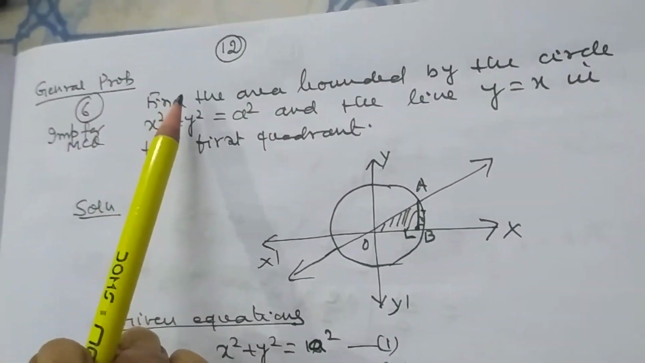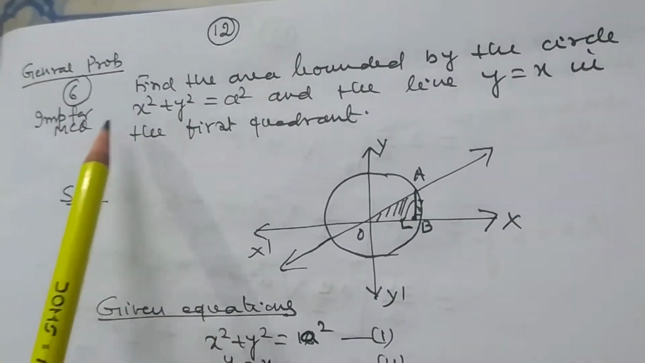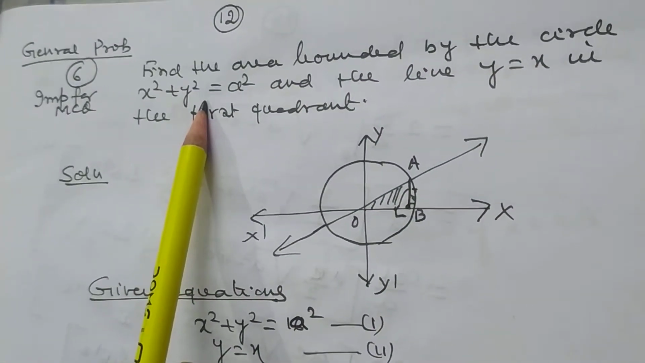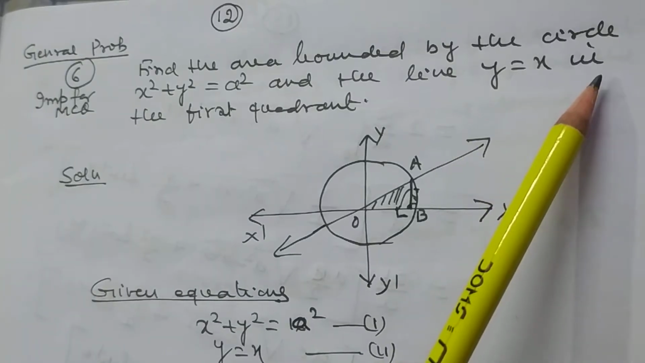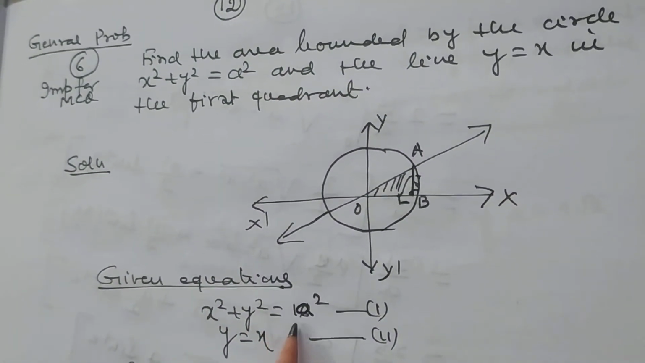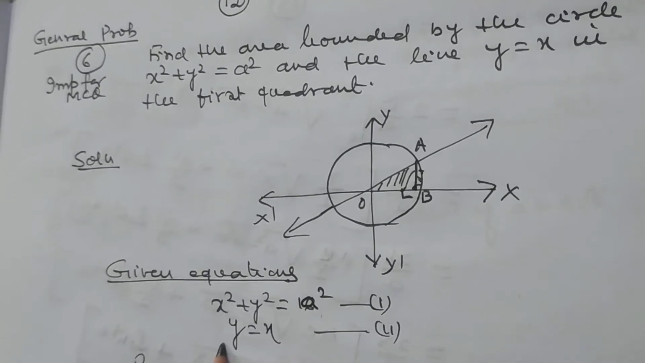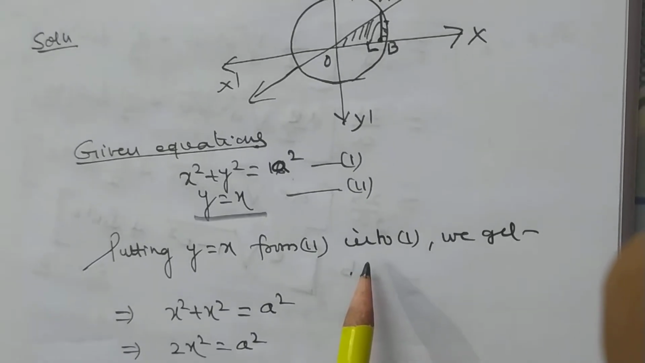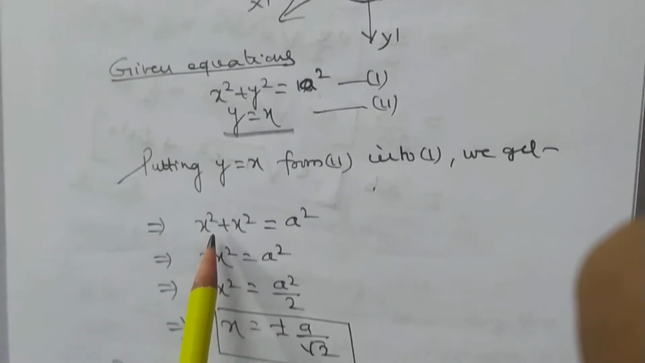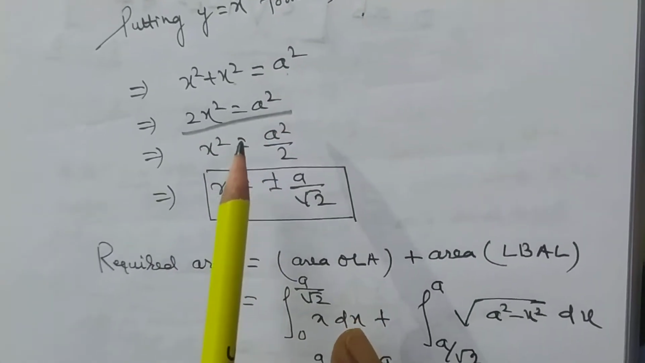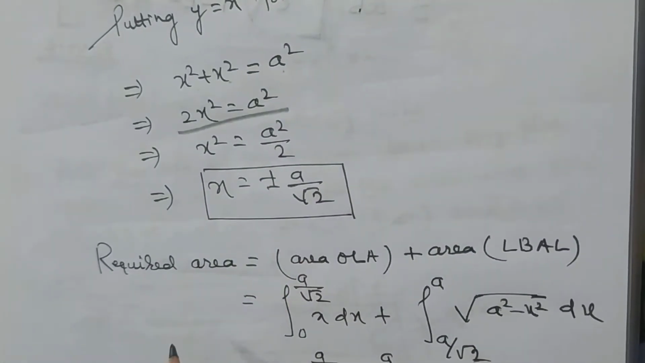Now my dear student, we want to solve problem number 6. Find the area bounded by the circle x square plus y square is equal to a square, and the line y is equal to x in the first quadrant. Given equations: x square plus y square is equal to a square and y is equal to x. Putting y is equal to x from the second into the first, we get x square plus x square is equal to a square, twice x square is equal to a square, and x is equal to plus minus a by root 2.